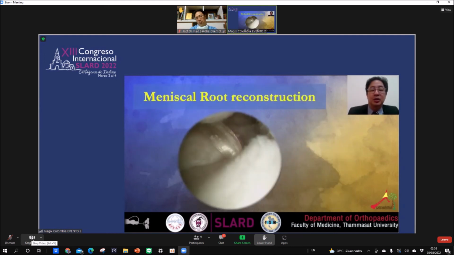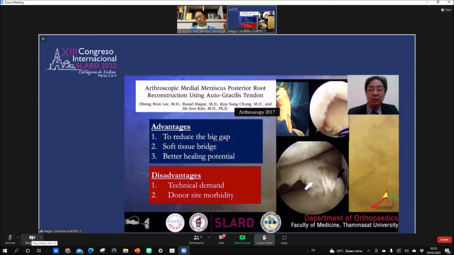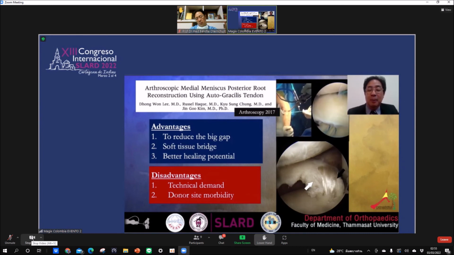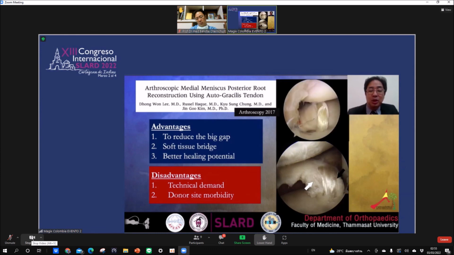This is the last issue, meniscus root reconstruction. It was proposed by Dr. Jin-Gu Kim in 2017. The benefit of using a graft instead of suture is that it's a soft tissue bridge from the meniscus into the metaphysis bone, so it can close the bigger meniscus defect with good healing potential.